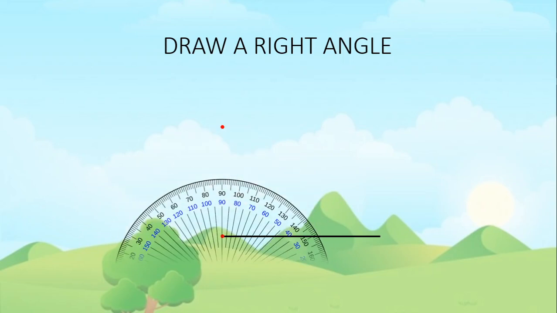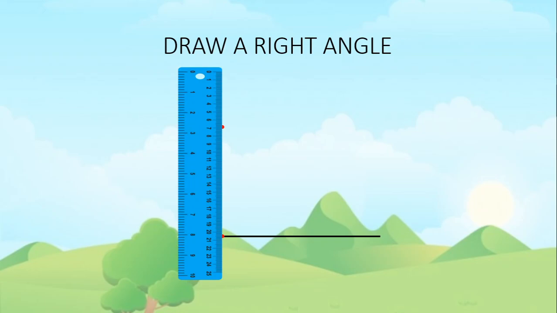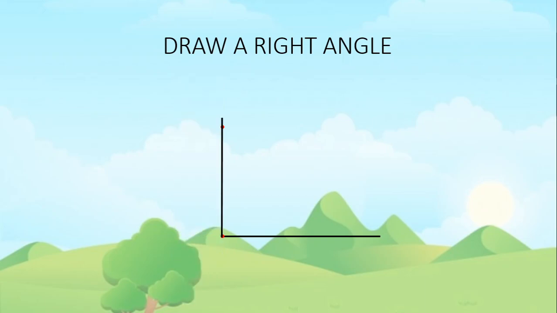Now remove the protractor. Use a scale to join the vertex and this point. Now the angle formed is of 90 degrees.